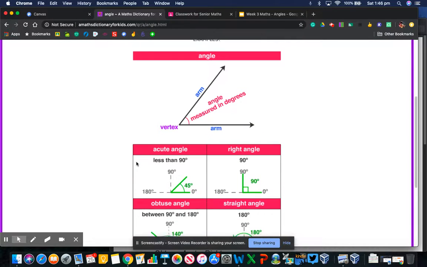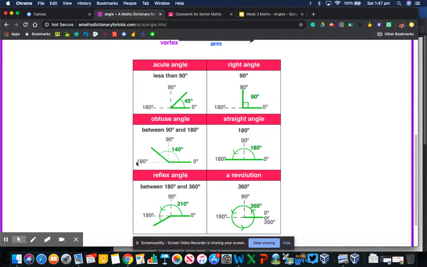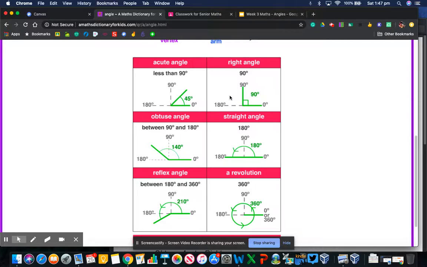Now, the easy one for you to find around the home is going to be a right angle. A right angle is used for a lot of things. Wonder if you can tell me why right angles are used for a lot of things around the home. Maybe have a think about that one. Okay. We've got acute angles that are less than 90 degrees. Obtuse angles are greater than 90 degrees, but they're less than 180. So they're between 90 and 180. And here's our straight angle, our 180 degree angle.